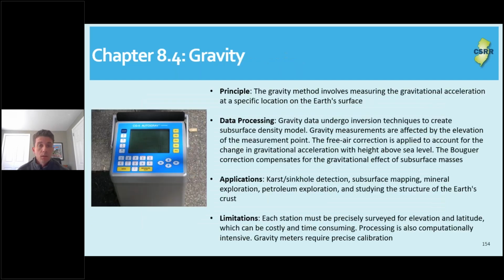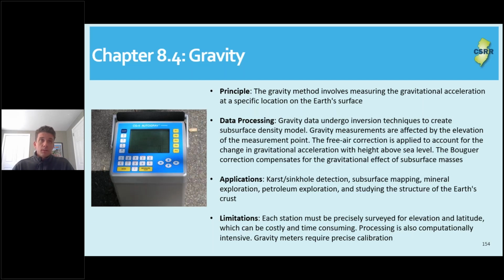All right, gravity. So gravity is a passive geophysical tool that measures and maps lateral changes in the Earth's gravity field, which is a function of the Earth's material density differences. And so on the left, again, is a typical gravimeter. Everything's self-contained in this case.